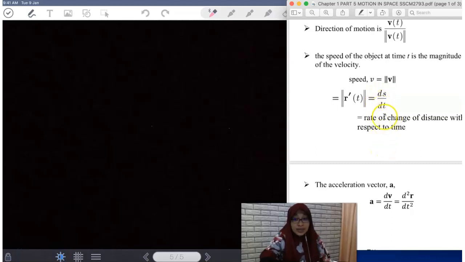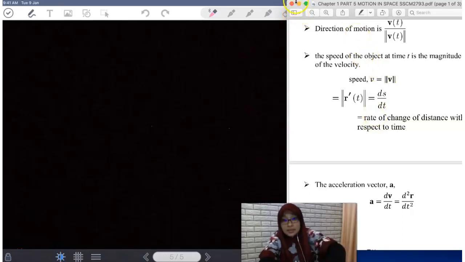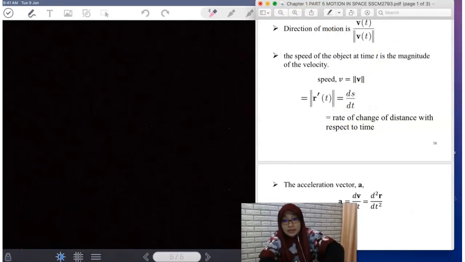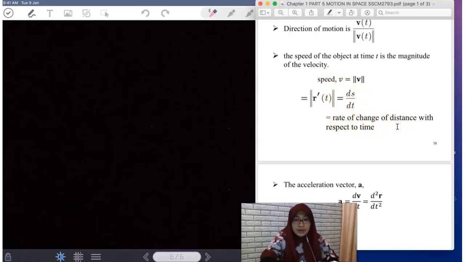So we can say that the speed is the rate of change of the distance with respect to time. We can say that s is just like a distance or arc length. So speed is the rate of change of distance with respect to time.